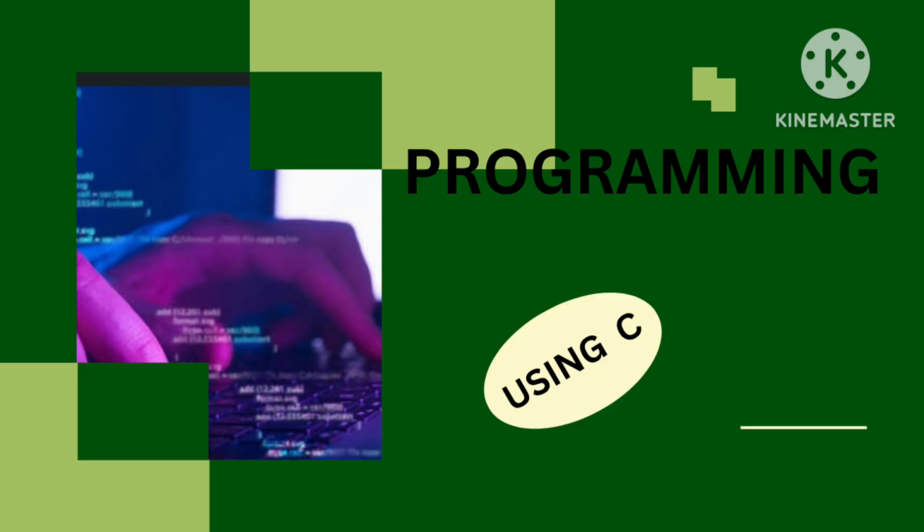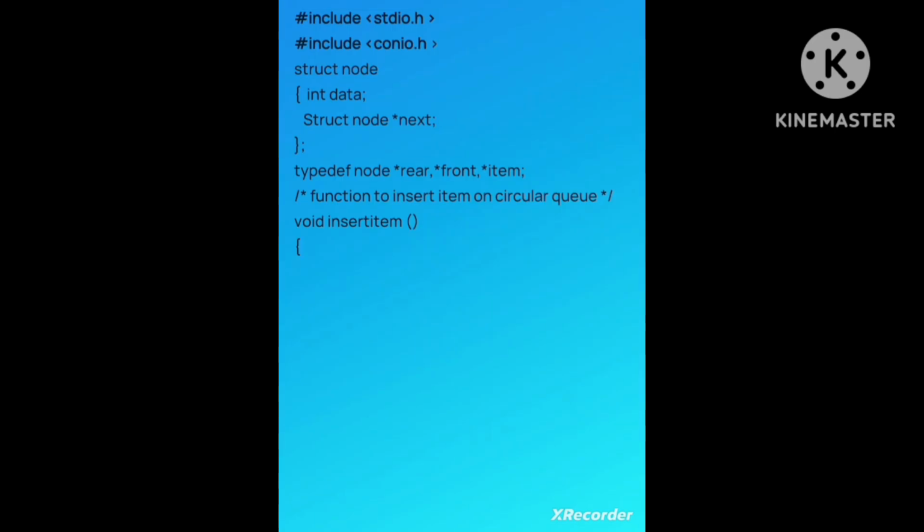Now let us understand the C programming of insertion operation of circular queue. In this we will first check for the queue to be full. For that we will use the if statement and we will check the condition that if rear and front are equal and also they are not equal to null, then we just print the statement queue is full and break from the loop.